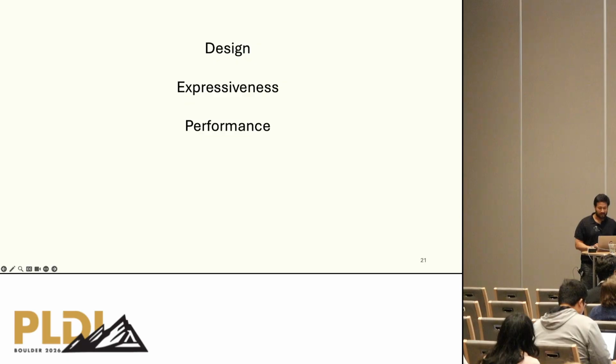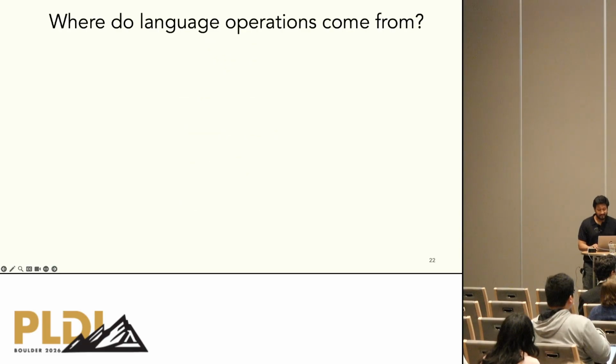You might immediately wonder, how did we hit upon this design? You probably have several other questions people have about DSLs. Is it expressive enough? Is it fast? What do programs mean? What happens when they fail? The rest of the talk is going to answer all those questions. Let's start with where the operations come from.